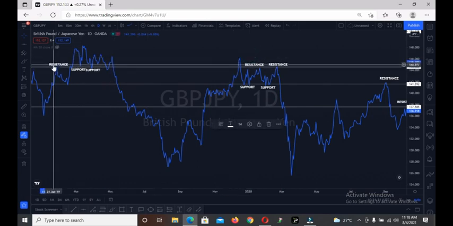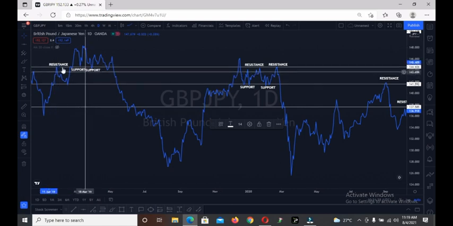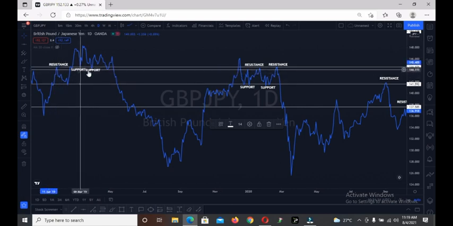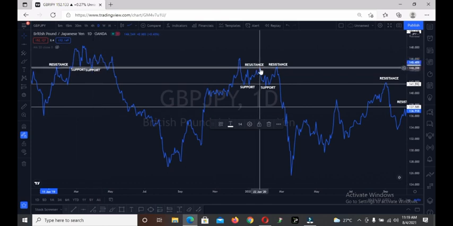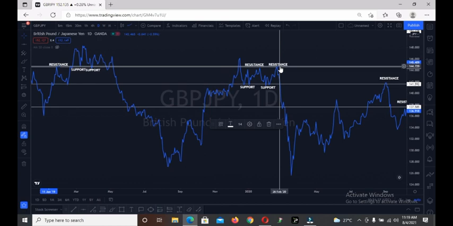Note that your resistance can become support, and your support can become resistance. So here is a typical example. Here is the support level. This is the support level, and over here we will have resistance. So automatically your support has become your resistance, and your resistance has become support.